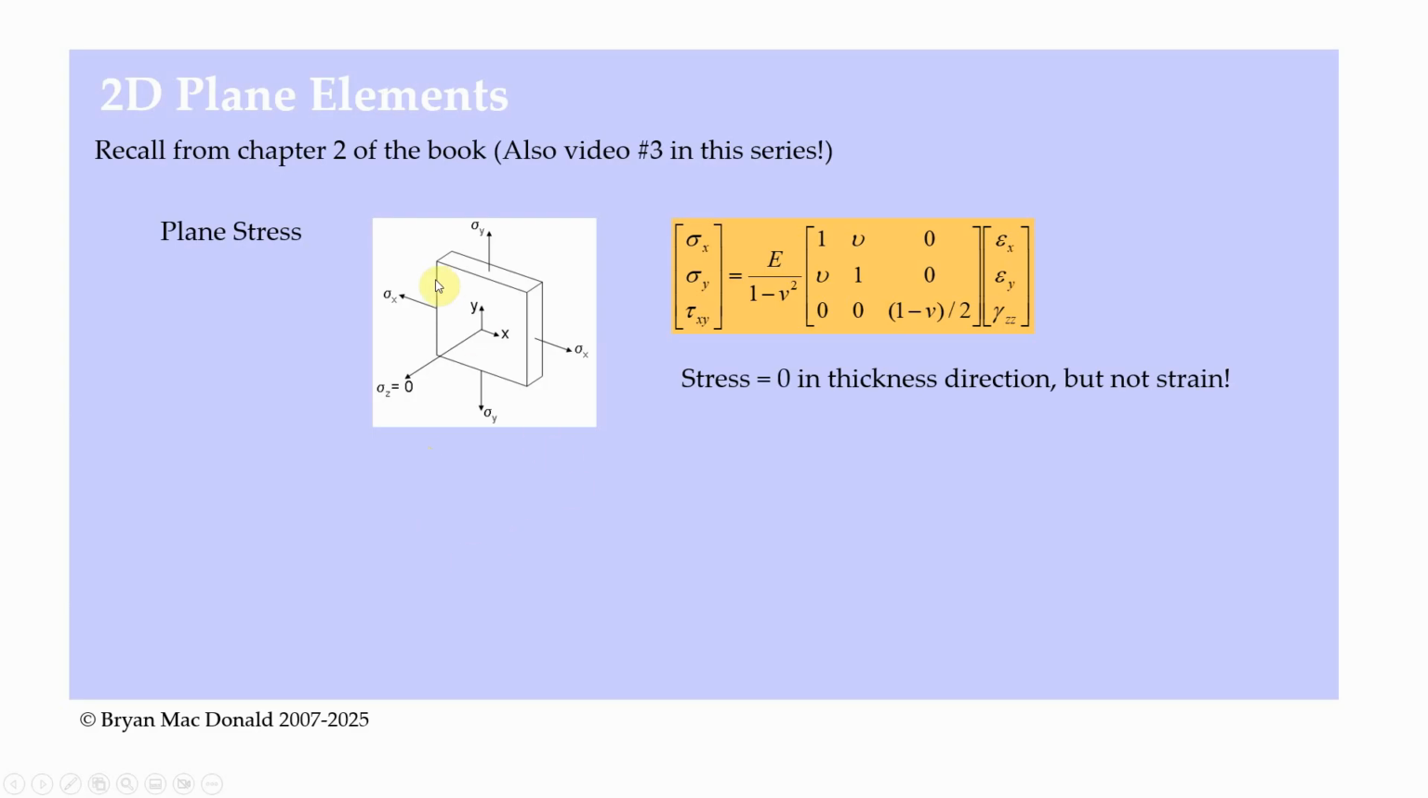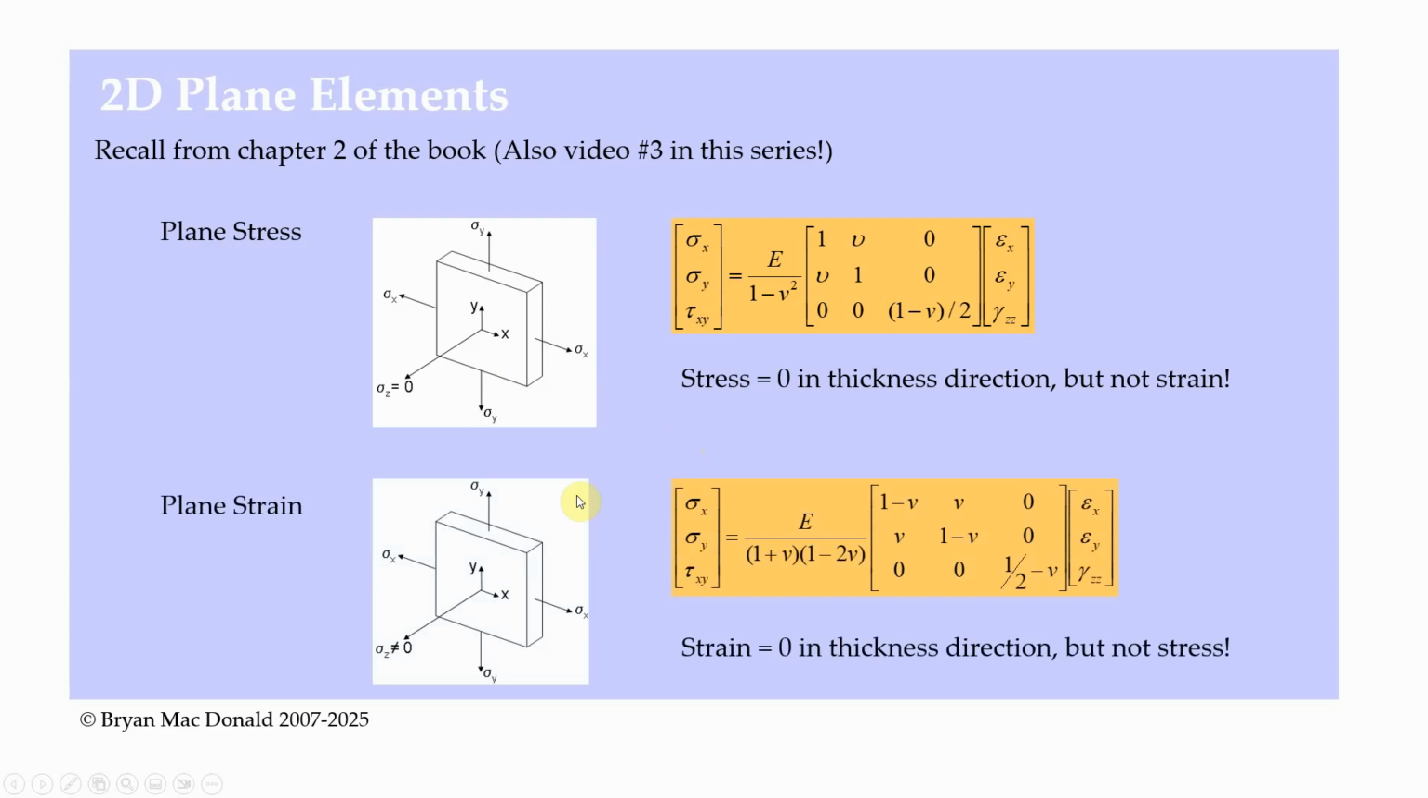Again, for plane stress, we can have stress in the x and y directions here, but no stress in the z direction. But we are allowed to have strain in the z direction, so that means it can change its thickness in the z direction. And this is the equation that defines plane stress. And then plane strain is almost the opposite to that. Again, we have stress in the x and y direction, but this time the stress in the z direction is non-zero, but we can't have any strain in the z direction. So effectively what we're saying is that the thickness in the z direction is so large that any strain would be insignificant there. And that's our equation for plane strain.